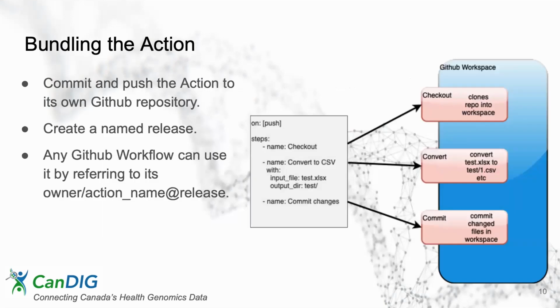In order to run the action in a workflow, you create a workflow in YAML in some repository that you want to execute actions in, and then you call that action inside the workflow. So you commit and push the action to its own GitHub repository so it has a place to be, and you create a named release. Then any GitHub workflow can use it by referring to that repo: owner/action-name@release.